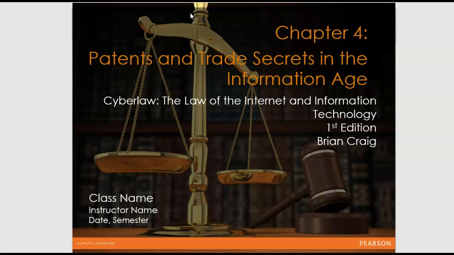All right, so this is chapter 4, and we'll be talking about patents and trade secrets. We discussed copyright in chapter 2, trademarks in chapter 3, and now patents and trade secrets. So again, they are all different IPs. They are different types of intellectual property. They each protect different subject matters.